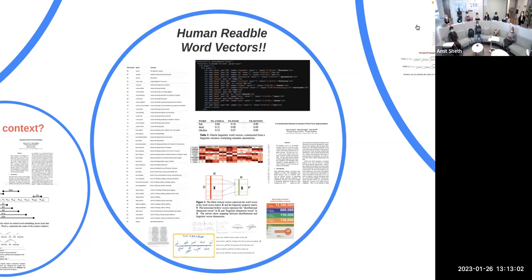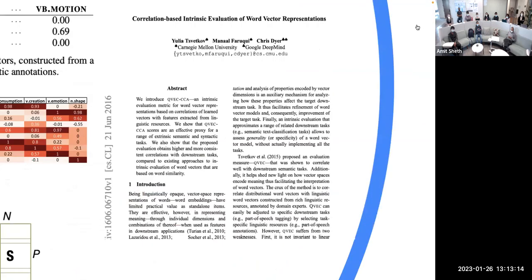So here we come. We talked about so many things: word vector, word2vec, and then how to evaluate. Now, human readable word vectors, what people tried there and how we can understand it from there. So the major work, which is most cited and well celebrated, is by these two gentlemen, Manaal Faruqui, who is now in Google, and Chris Dyer from Carnegie. They tried explaining word vector dimensions.